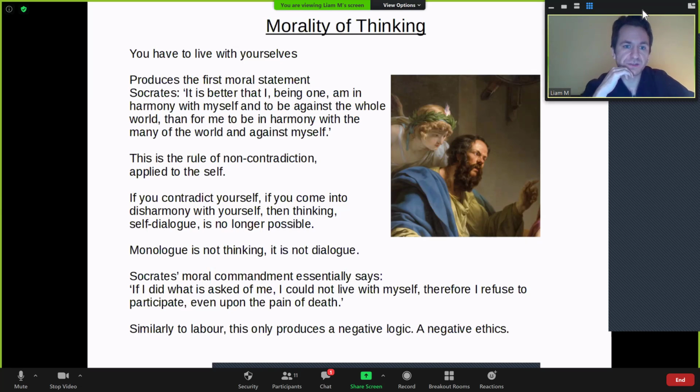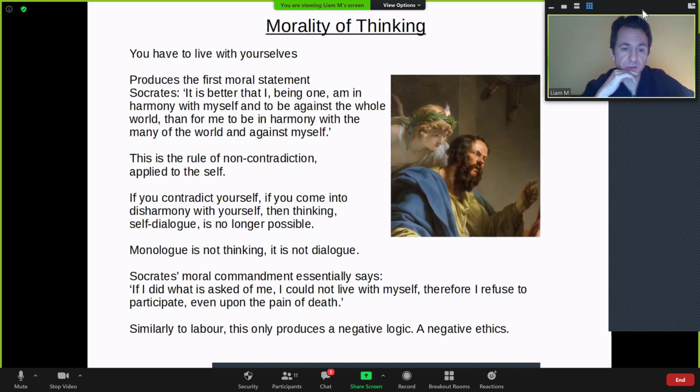Where Socrates says, "It is better that I, being one, am in harmony with myself and to be against the whole world, than for me to be in harmony with the many of the world and against myself." So this is effectively the rule of non-contradiction as espoused by Aristotle, that was used in logic forever, but it's applied to yourself, because if you contradict yourself and you come into disharmony with yourself, then thinking, self-dialogue is no longer possible. You eradicate this, because a monologue is not thinking, just as a monologue between people is not a dialogue.